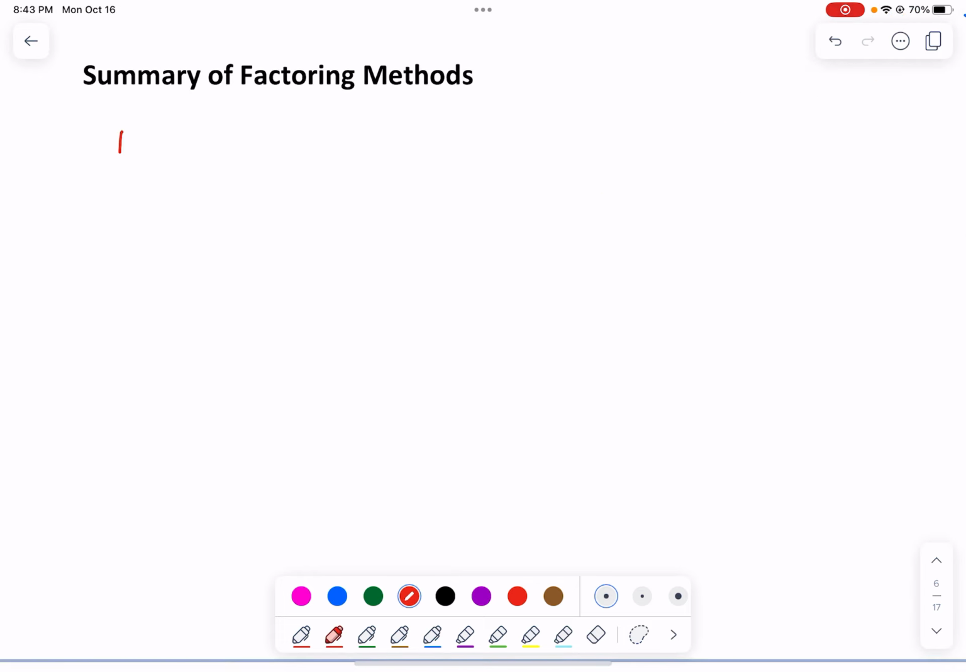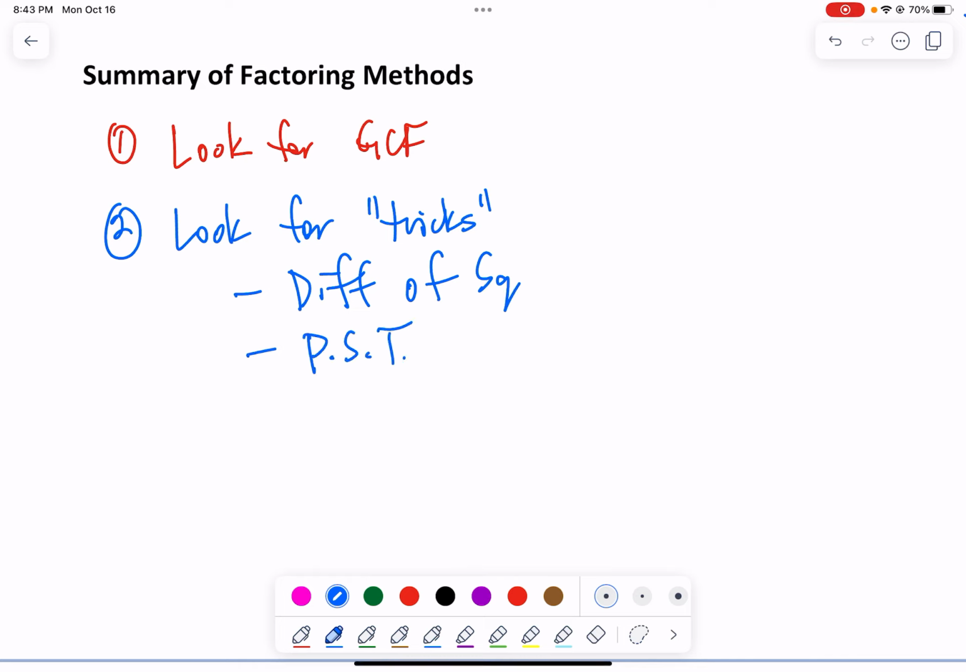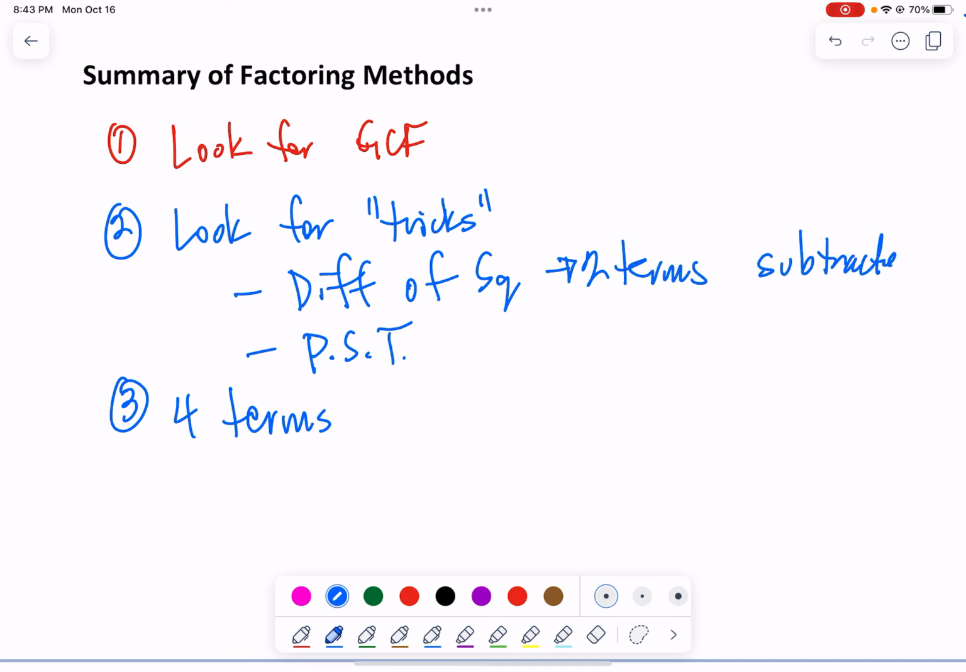Summary of factoring methods. Step 1 is going to be, that's a terrible L, look for the GCF and factor it out, even though I broke that own rule. Step 2 is going to be look for the tricks. And by the tricks, I mean like difference of square or a perfect square trinomial. If there are 2 terms, difference of square has 2 terms that are subtracted from each other, right? If there are 4 terms, we would do factor by grouping.